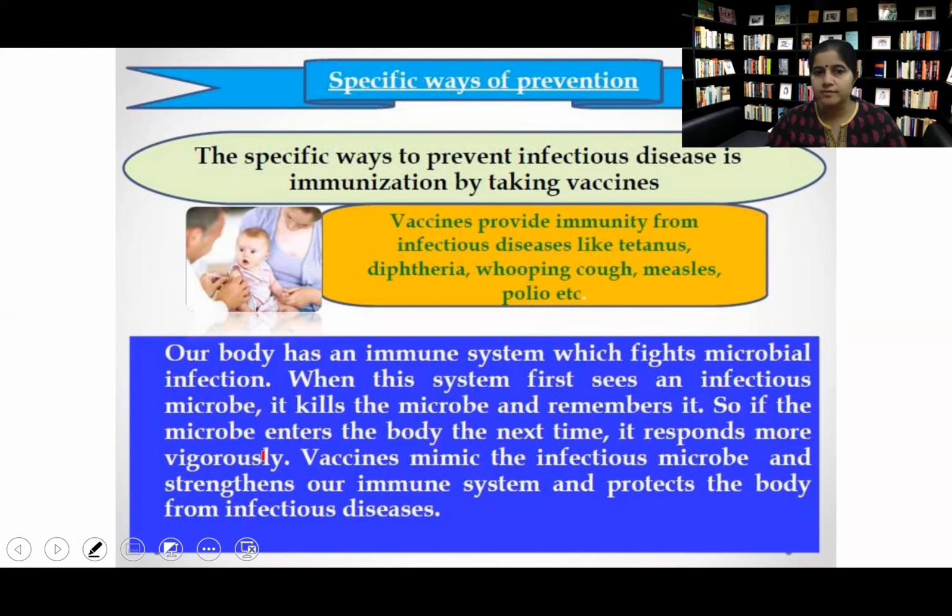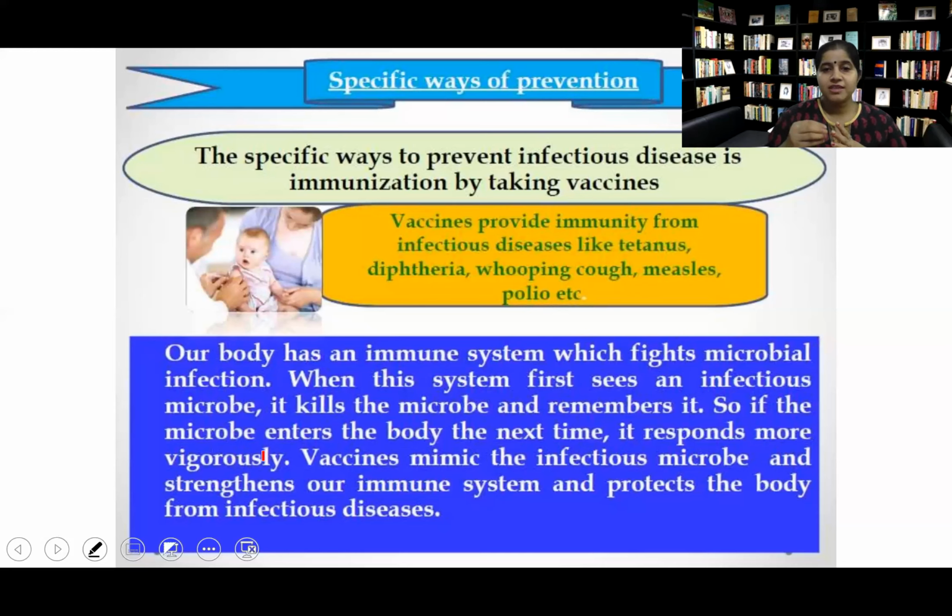So our body has an immune system. We all know we have some kind of immunity to fight against infection, to fight against microbial infection. And it is different from person to person. The immunity of one person is different from another person. When the immune system first sees an infectious microbe, it kills the microbe and remembers it.